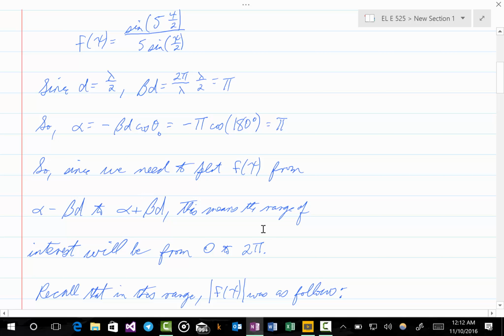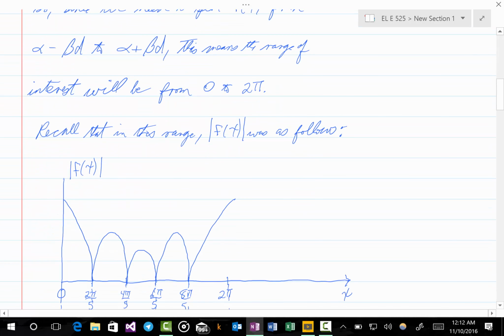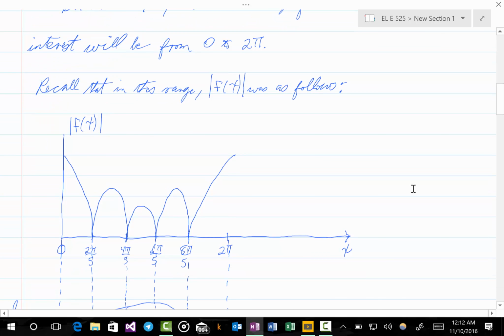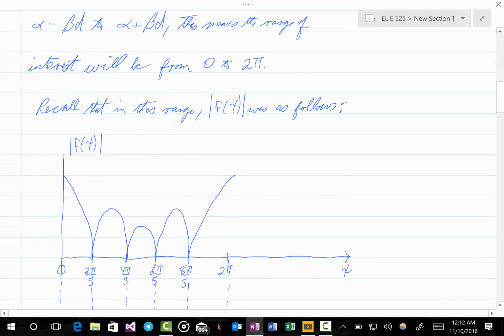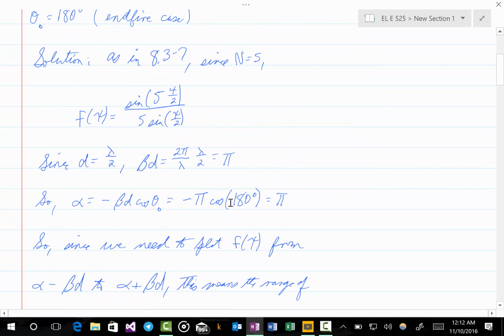So we will want, in this problem, to plot f of psi, actually the magnitude of f of psi. We want to plot that from psi equals 0 to psi equals 2 pi. And so when we do that, this is the graph that we get. And once again, just to make sure this is perfectly clear, this plot right here is a plot of the magnitude of f of psi as a function of psi, where f of psi is this function right here, which we have already seen before.